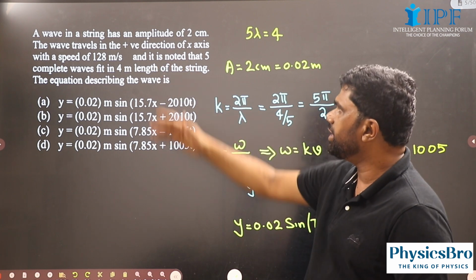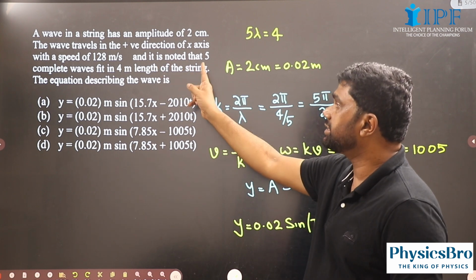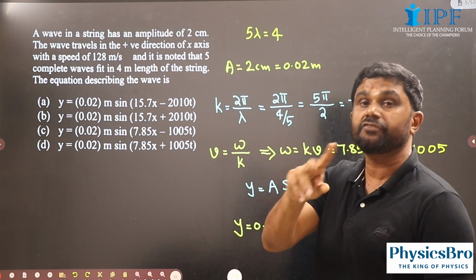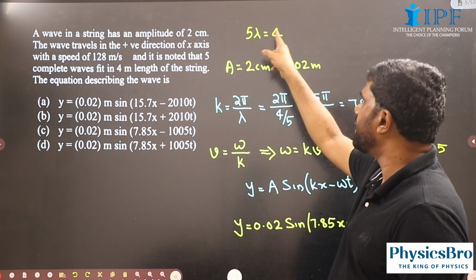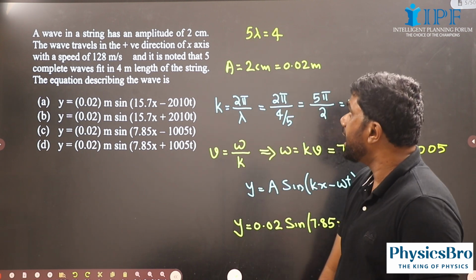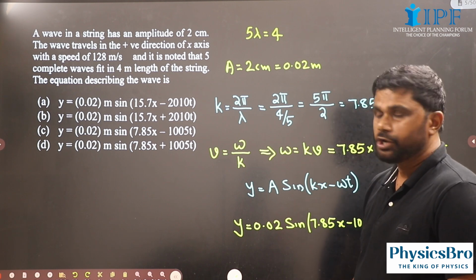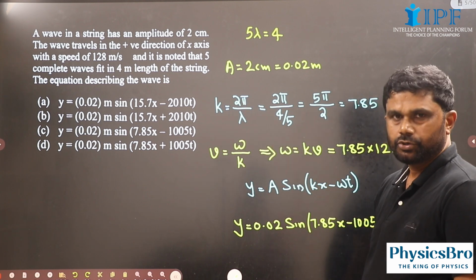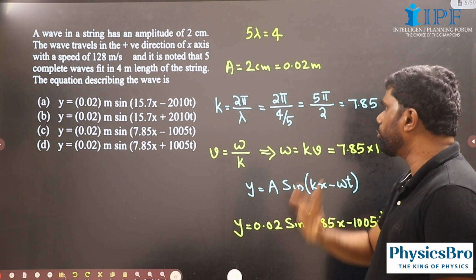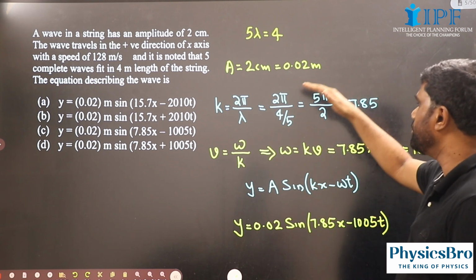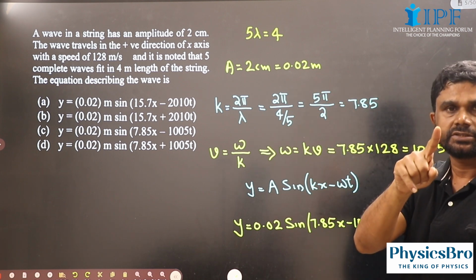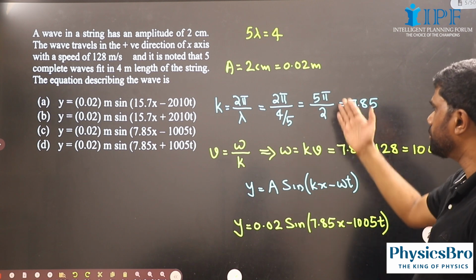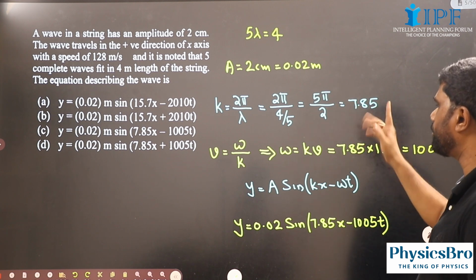Speed is given as 128 meter per second, and it's noted that 5 complete waves fit in 4 meter. Means 5 lambda equal to 4, and lambda will be 4 by 5. Now k is 2 pi by lambda, or we can say 2 pi divided by 4 by 5, or this is 5 pi by 2. Pi is 3.14, so if you put the value 3.14, you will get 7.85.